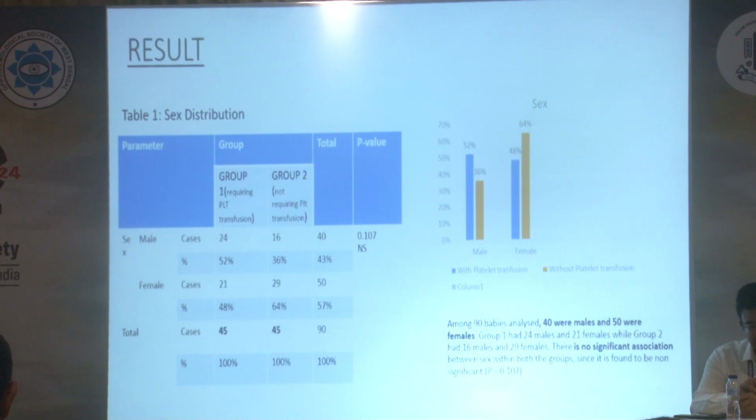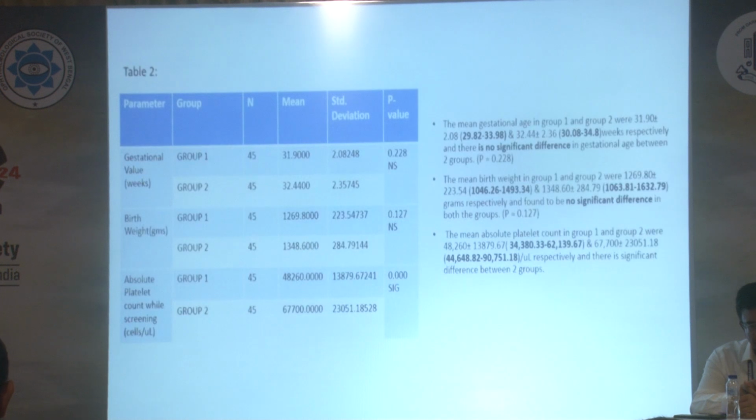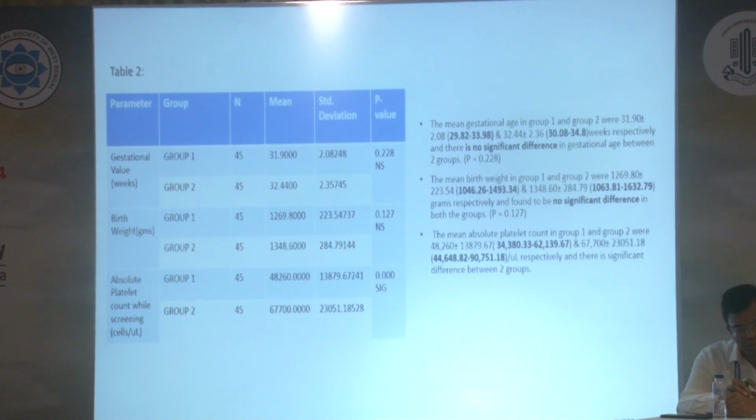and there was no significant association of sex between the two groups. Table 2 showed the gestational age, in which there was no significant difference. Group 1 was 29 to 33 weeks, and group 2 was 30 to 34 weeks. The mean birth weight was almost 1000 to 1400 grams in group 1, and almost 1000 to 1600 grams in group 2, with no significant difference. The mean absolute platelet count in group 1 was 34,000 to 62,000, whereas in group 2 it was approximately 44,000 to 90,000, and there was a significant difference between both groups.